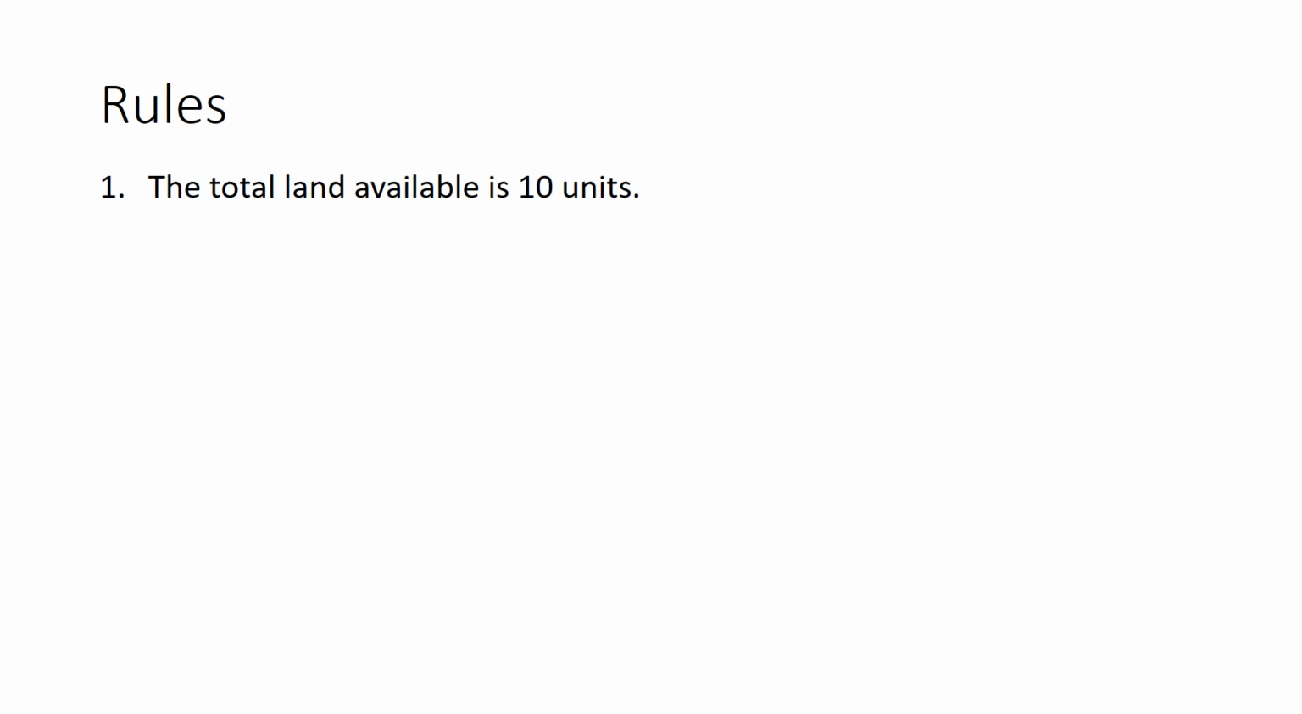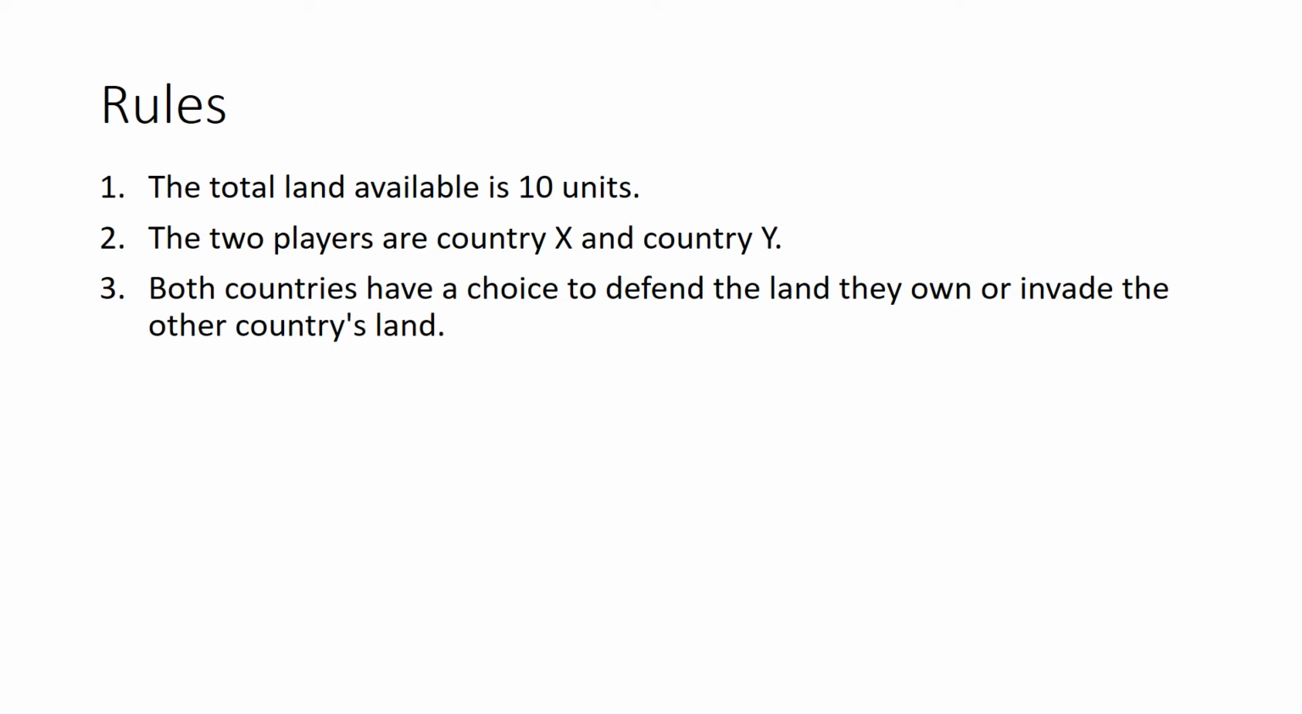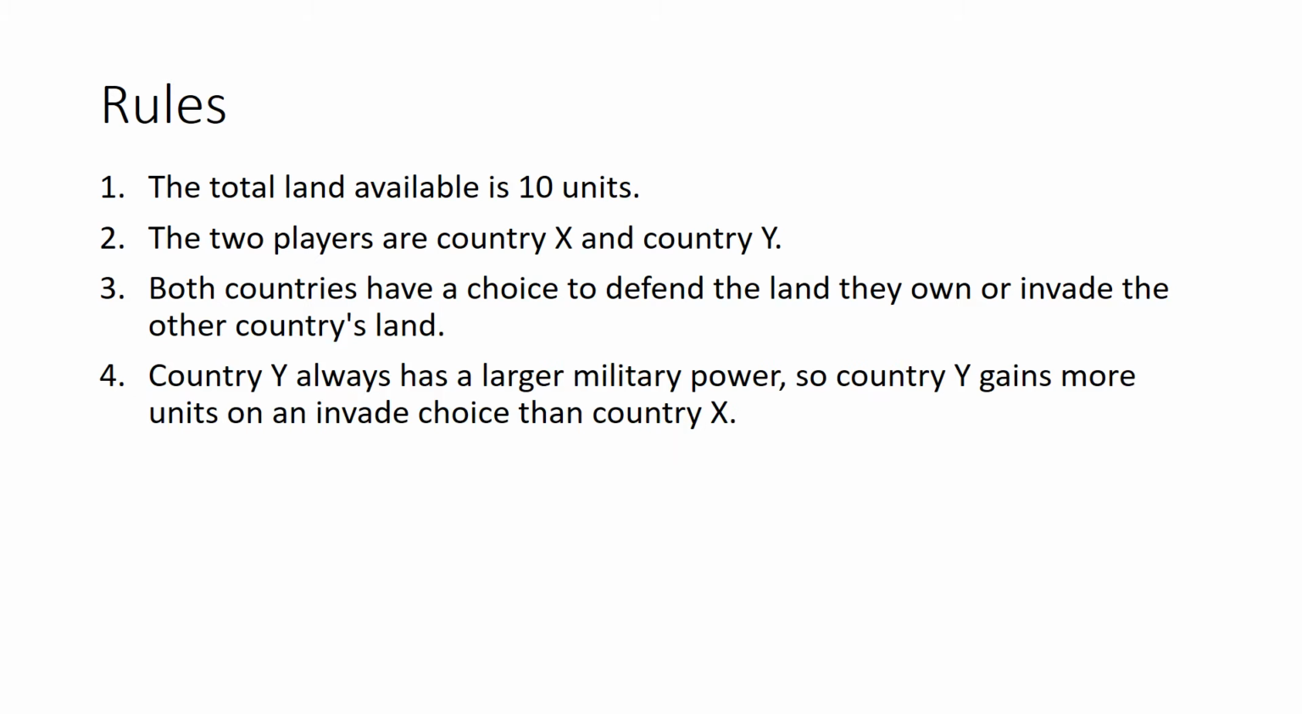Now let's talk about the rules of my game. Number one, the total land available is 10 units. That 10 would be the constant in my constant sum game. Number two, the two players are country X and country Y. Number three, both countries have a choice to either defend the land they own or invade the other country's land. Number four, country Y always has a larger military power, so they will always gain more units on an invade choice than country X would.